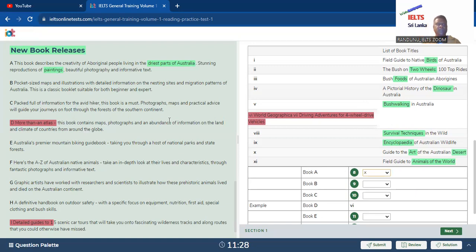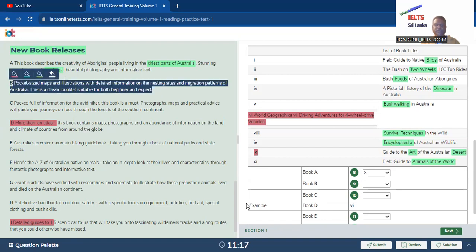Okay, next one. So 10 we have taken, we can just put some mark here, I put it red. So 10 is taken. Now this one, B.